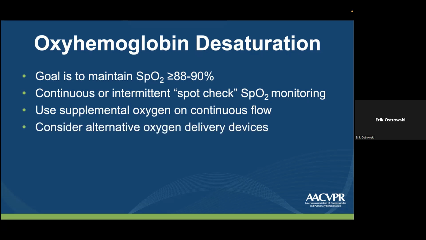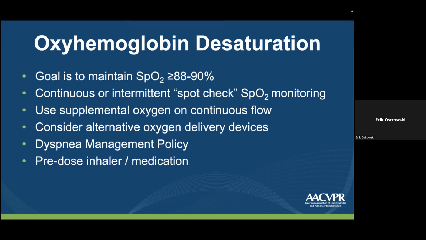And if that happens, not only do we want to switch them to continuous flow, but we want to consider alternative oxygen delivery devices. So instead of just a nasal cannula, maybe this is where we bring in an oxy mask, a rebreather mask, or high flow nasal cannula to make sure that we are keeping the patient's oxygen to a safe level. Of course, making sure that we have a good dyspnea management policy, and that our staff are prepared to manage patients that have acute dyspnea emergencies.